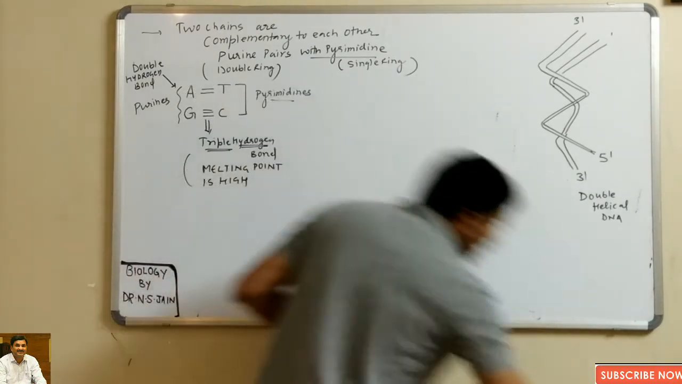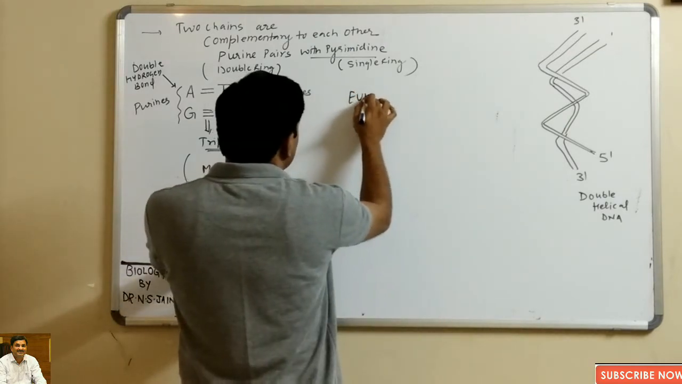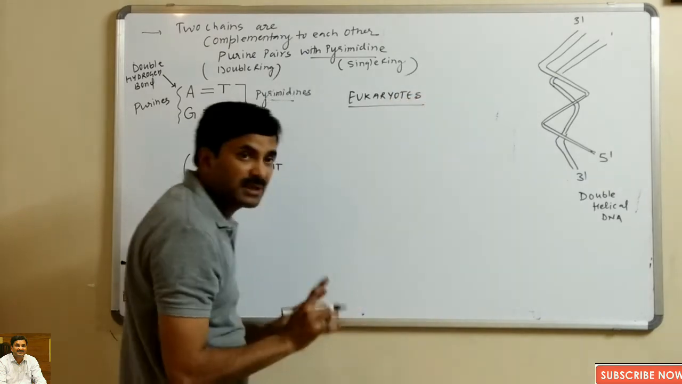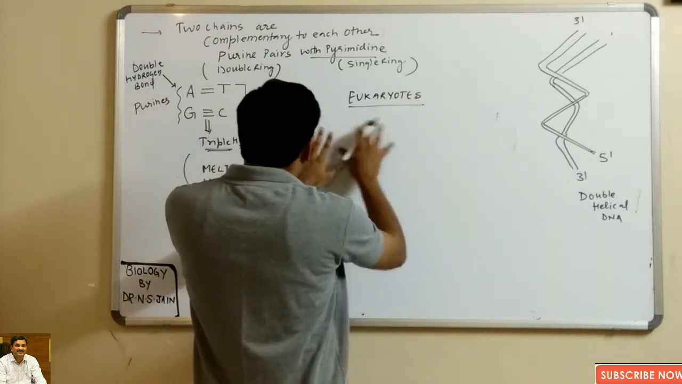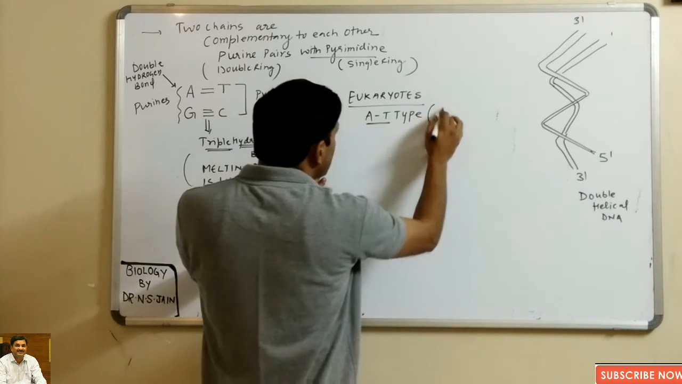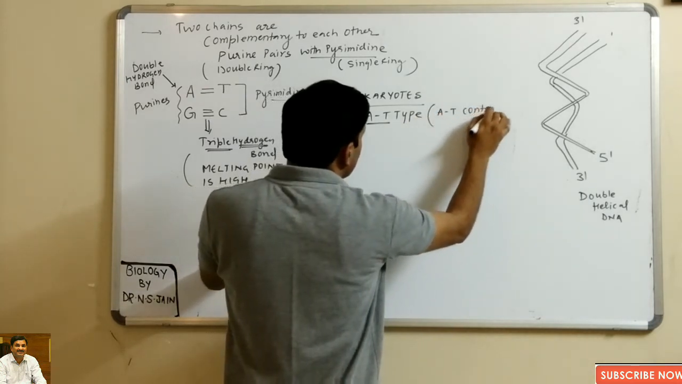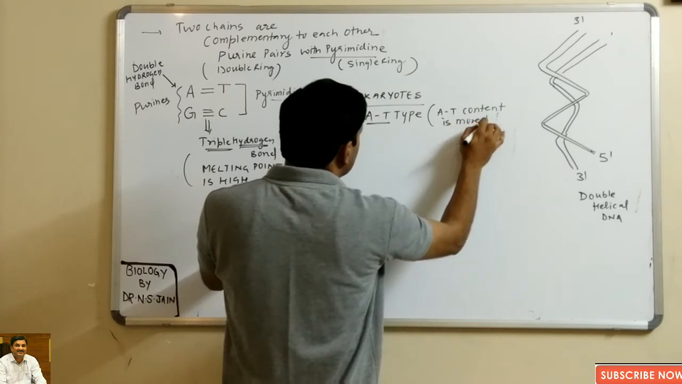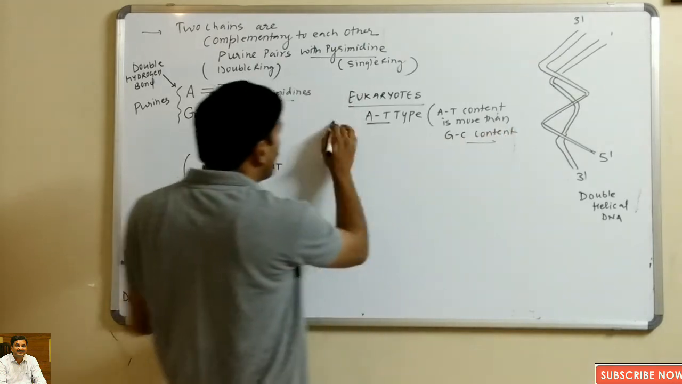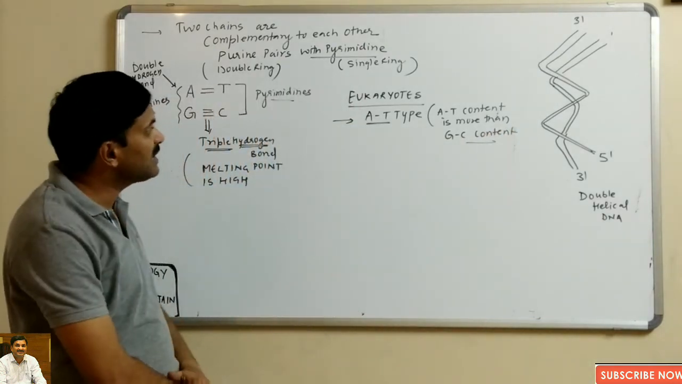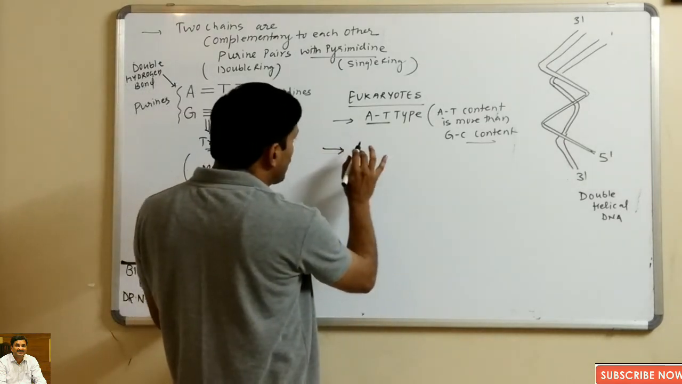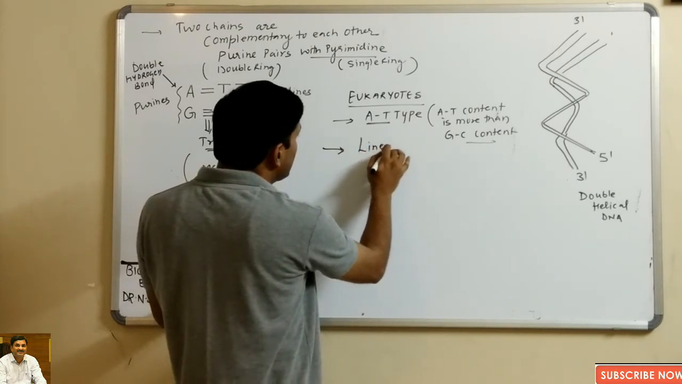Okay. Now, you must also know that if we talk about a DNA molecule in the case of the eukaryotes, you must remember this thing, that the DNA is of AT type. DNA is of what type? AT type, meaning AT content is more than GC content. A eukaryotic DNA is always of AT type. Meaning in a eukaryotic DNA, AT content is more than GC content. And in the case of eukaryotes, linear DNA is present.